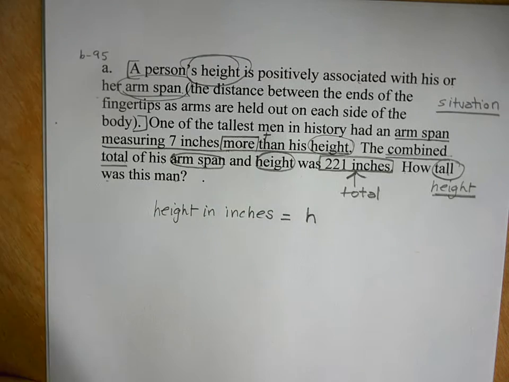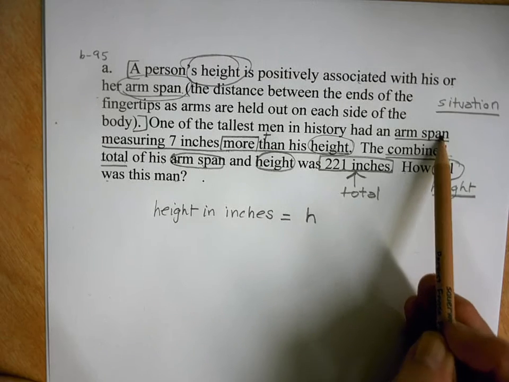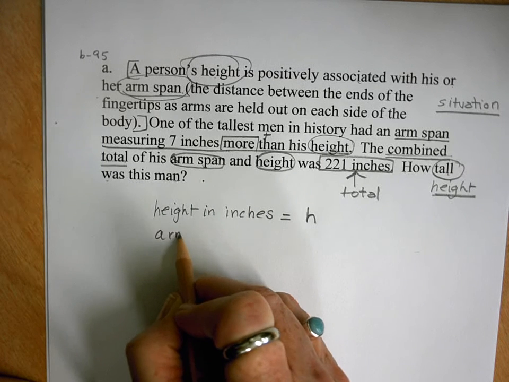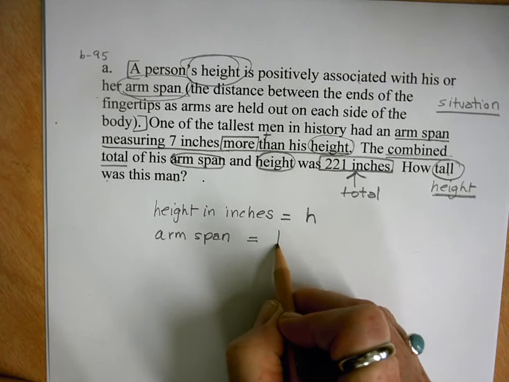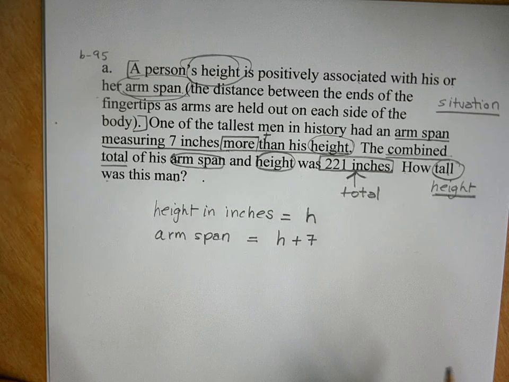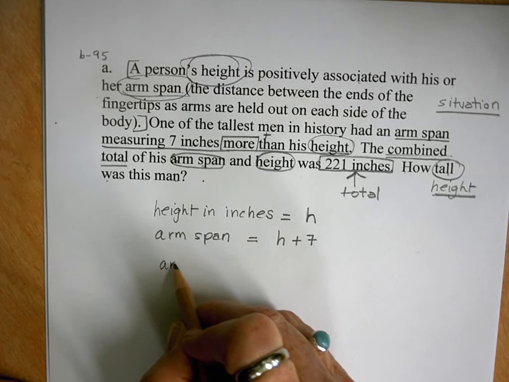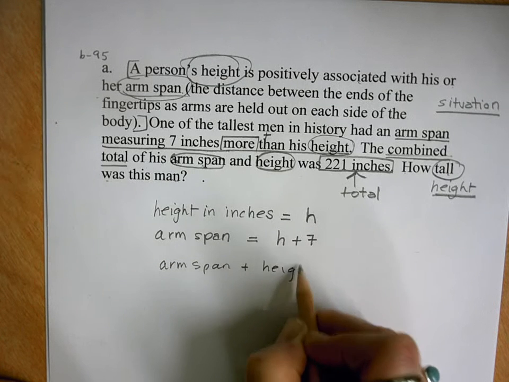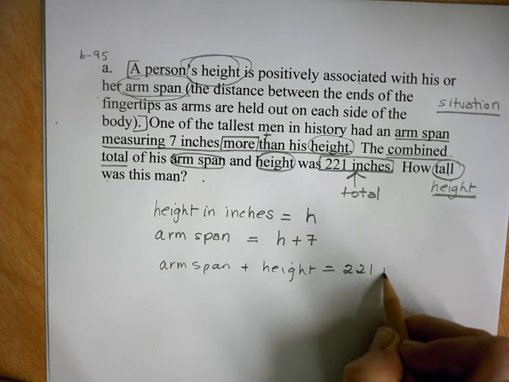Okay? Now let's see what other information we have. We see his arm span was 7 inches more than his height. So arm span is equal to his height plus 7 inches. And we see that his arm span plus his height is equal to 221 inches.